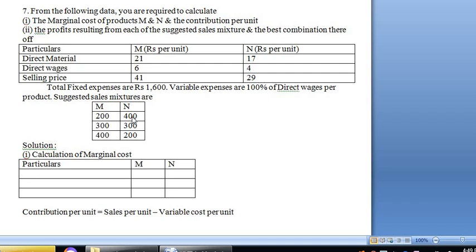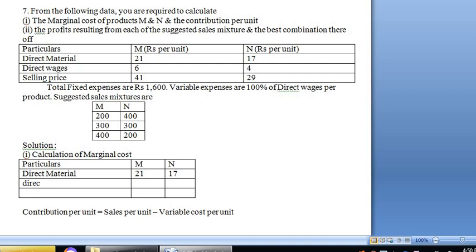Now, what they have asked: the marginal cost of products M and N we need to find out. So first we will find out the marginal cost of M and N. Marginal cost means it is the total of direct material, direct wages and variable overheads, right? How to calculate marginal cost we have already seen in the previous problem as well. So here we need to take direct material. Direct material is 21 for M, N is 17.